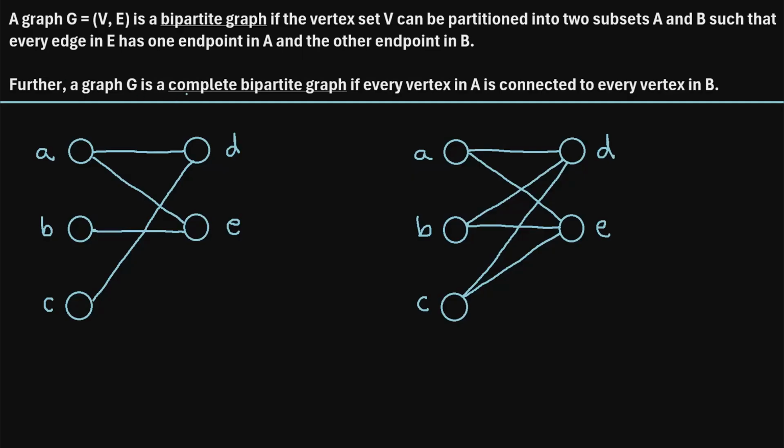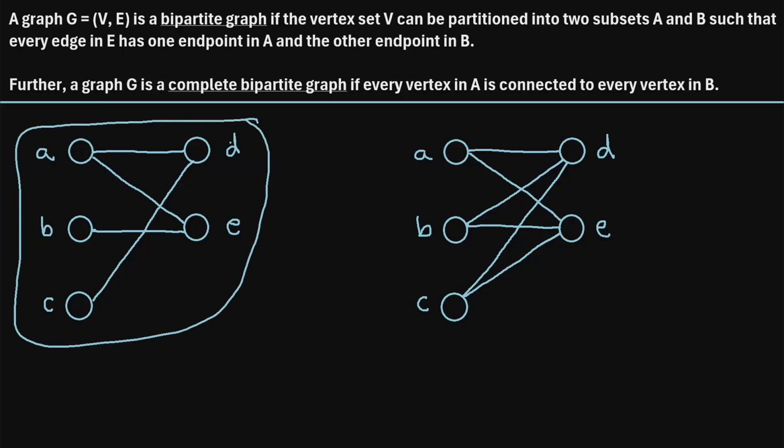Further, a graph G is a complete bipartite graph if every vertex in A is connected to every vertex in B. Alright, I've created two graphs down here that I'm going to use to illustrate the difference between a bipartite graph and a complete bipartite graph. So let's consider this first graph right here with 5 vertices I've labeled A, B, C, D, and E.